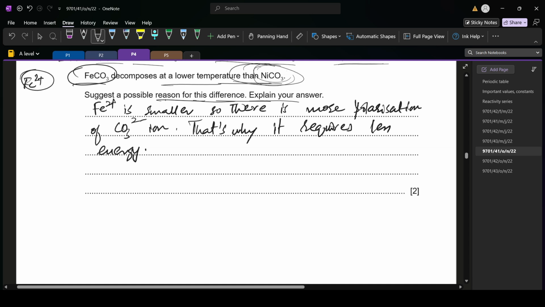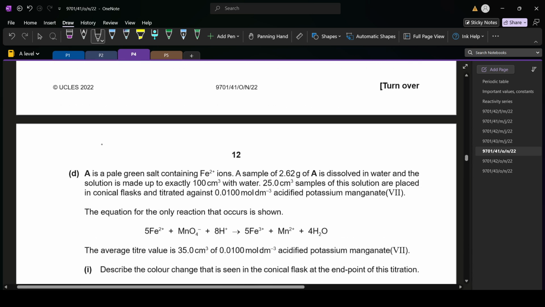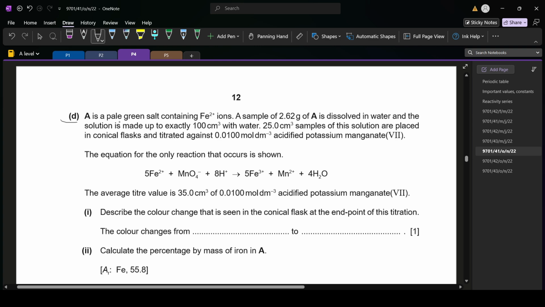These reasons are similar to the stability of the compounds down the group. You can remember that. Now moving forward, part D.